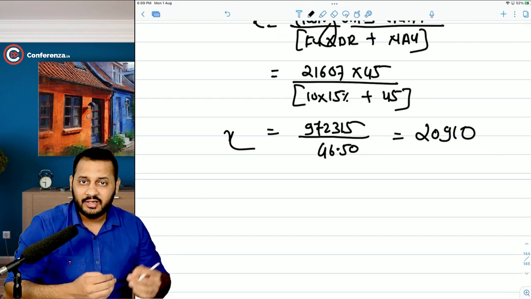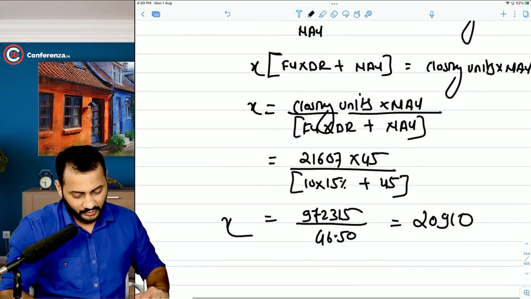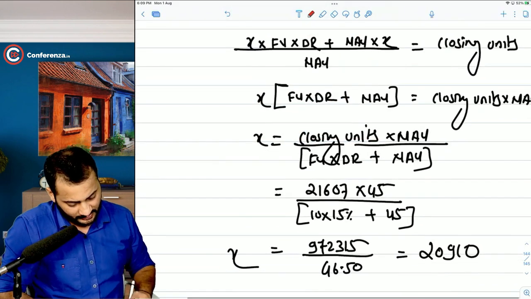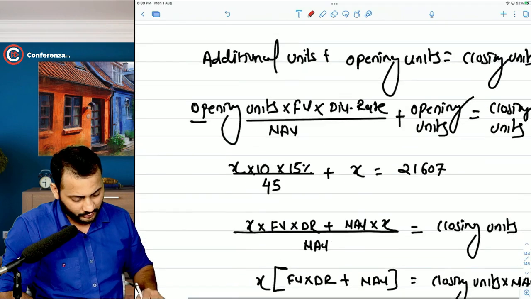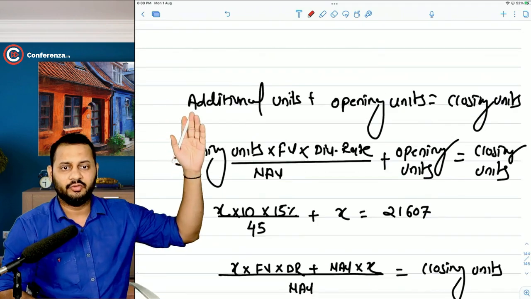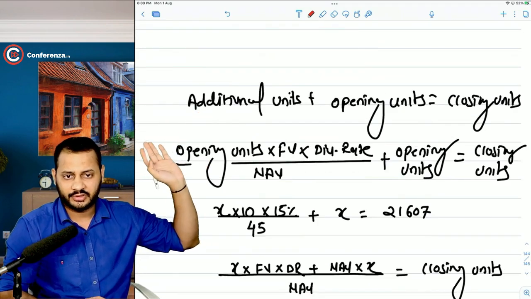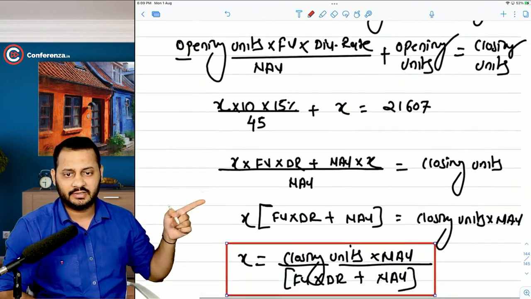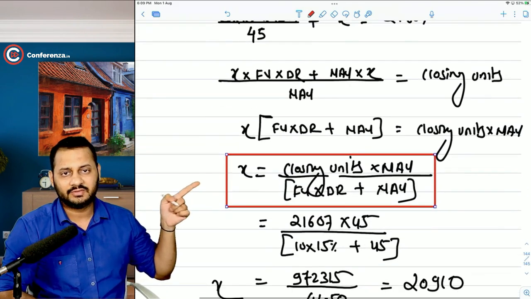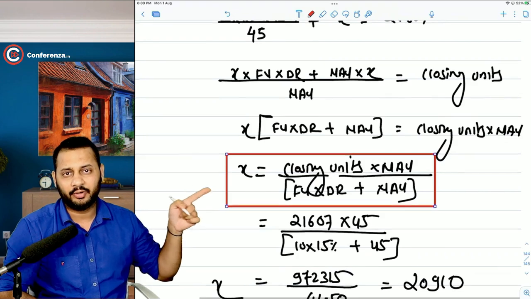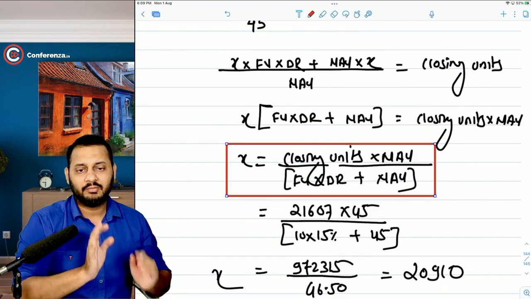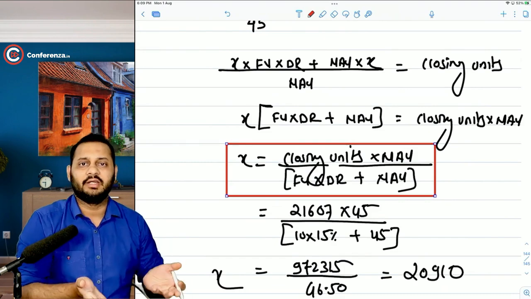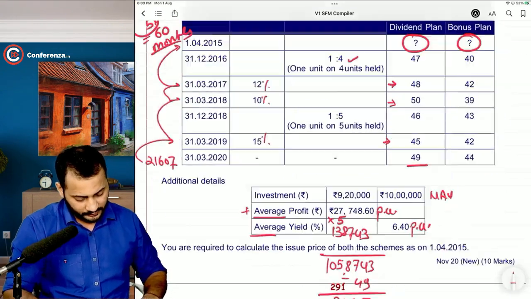So we have created a formula for X with the help of the basic logic only, which is: additional unit plus opening unit is equal to closing units. We have taken opening units as X and started putting figures, and this is what we have to apply at every point of time. Closing units multiplied by NAV divided by face value into dividend rate plus NAV. That's it, simple. So have a look.